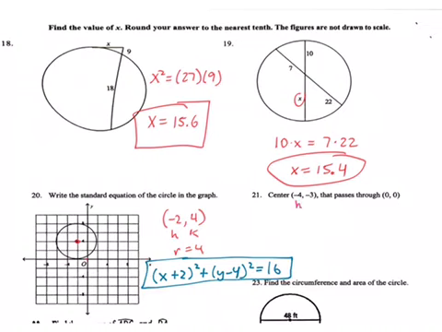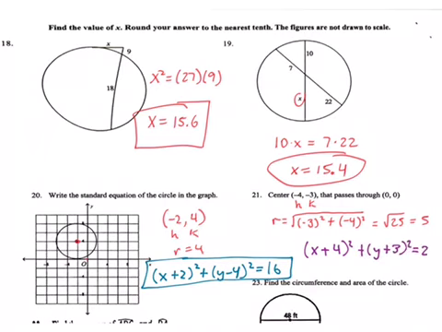In 21, they give us H and K, but we need the radius, so we're going to use the distance formula. And so in reality, we're going to end up with negative 3 minus 0 is just negative 3, so we've got negative 3 squared plus negative 4 squared here. So that's 9 plus 16, that's going to be the square root of 25, so your radius is just 5. So then we set up our equation. So X plus 4 squared plus Y plus 3 squared equals 25.